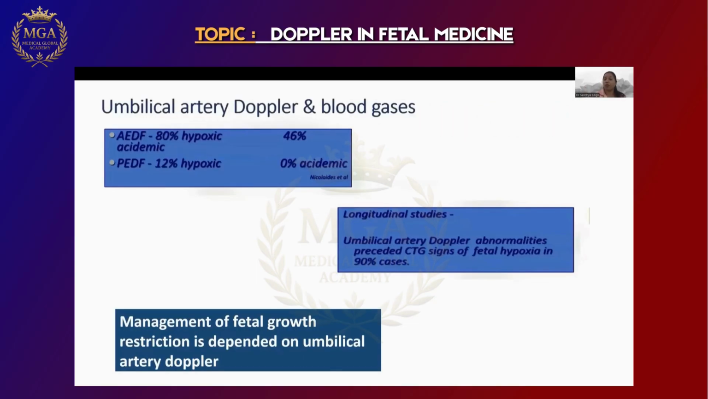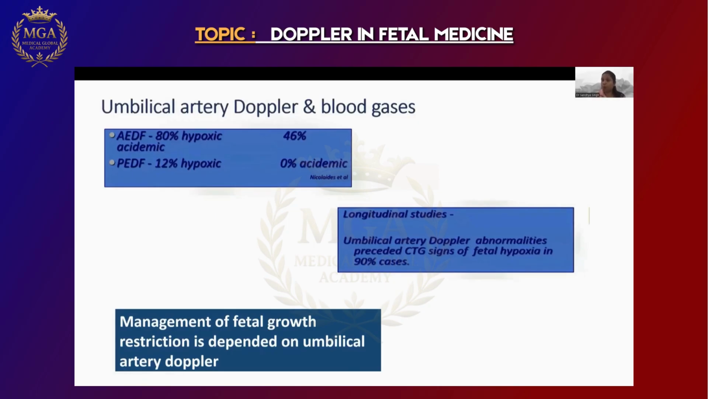Okay. So whenever there is absent flow, what does it mean? There is no blood. The deoxygenated blood is not getting cleared from the baby's body. So the chance of hypoxia is 80% and acidemia is 46%. But if the flow is happening, the chance of acidemia is just 0%. So the umbilical artery is a very important part in monitoring of growth restricted babies. It may show abnormality in 90% of cases before the CTG shows.